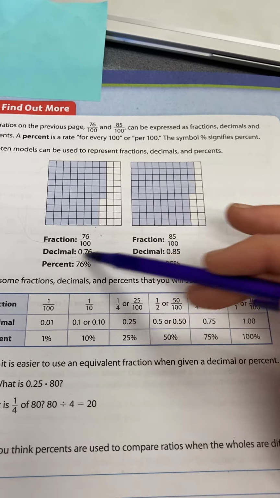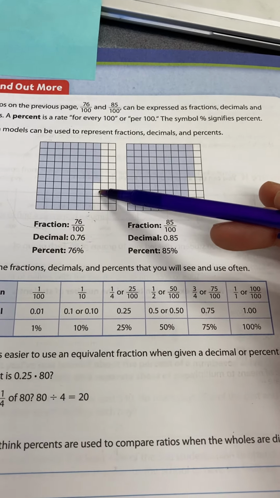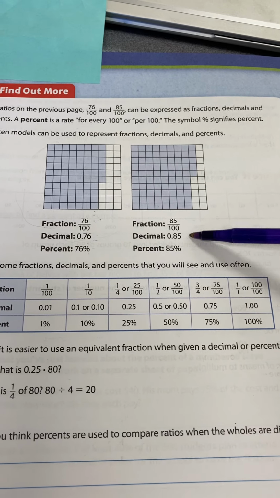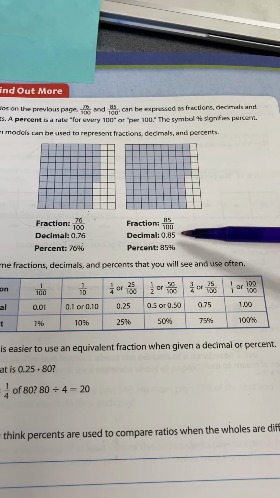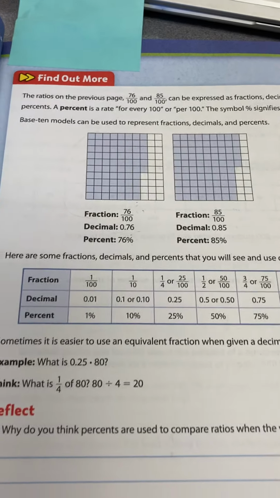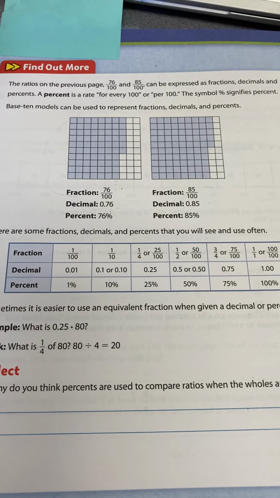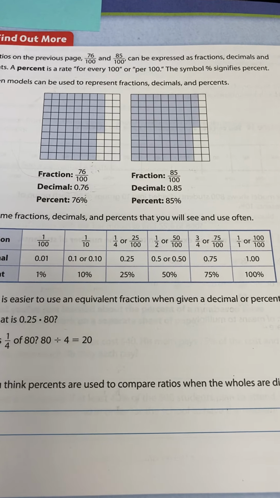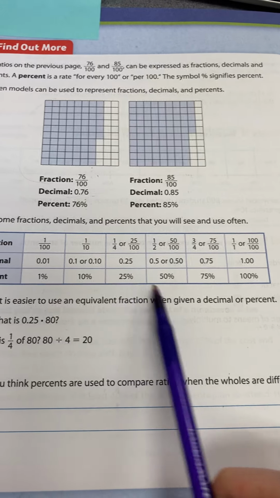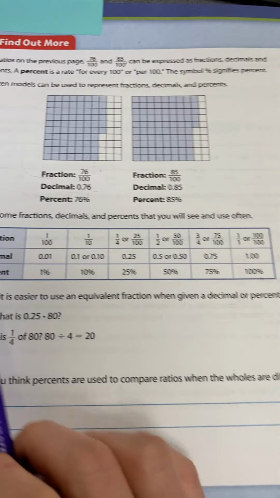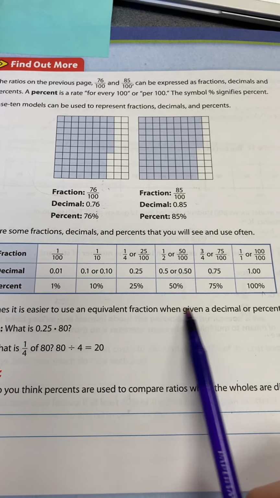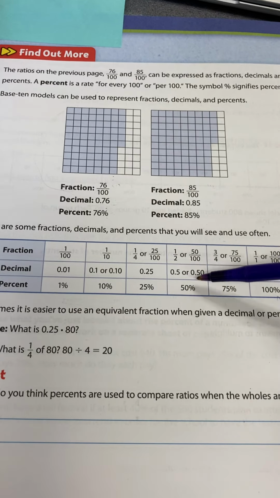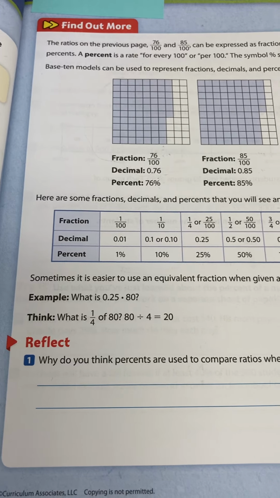Okay, this is a base 100 block and they just shaded in 76 to show you that it can go into all three forms. 85% is 0.85, which is 85 over 100. Percentages are per 100. Then it shows you some common fractions that you deal with on a regular basis when we're talking about percentages. You will usually see it in increments like this. So you should be able to go back and forth from fraction to decimal to percent.